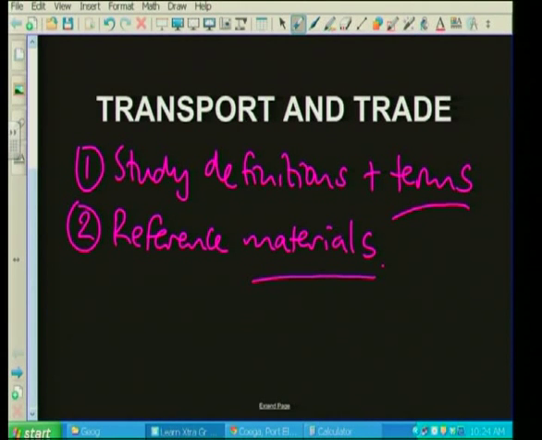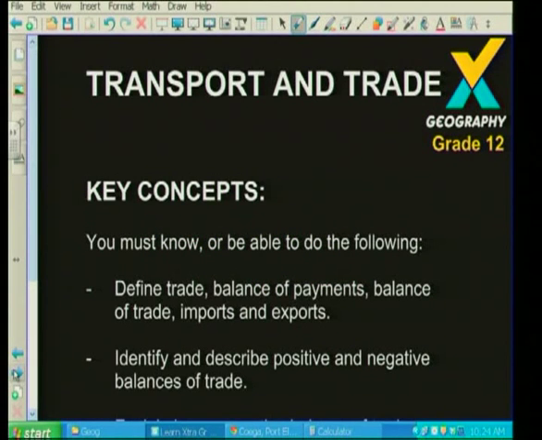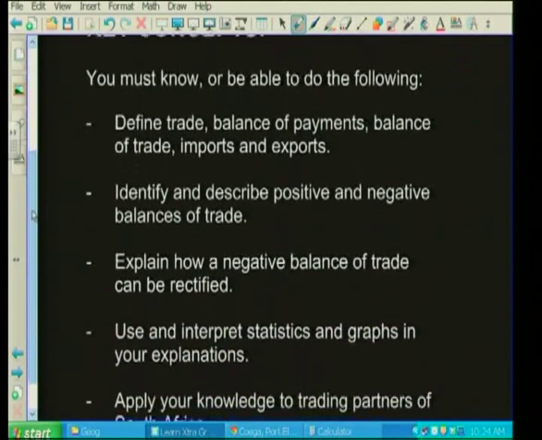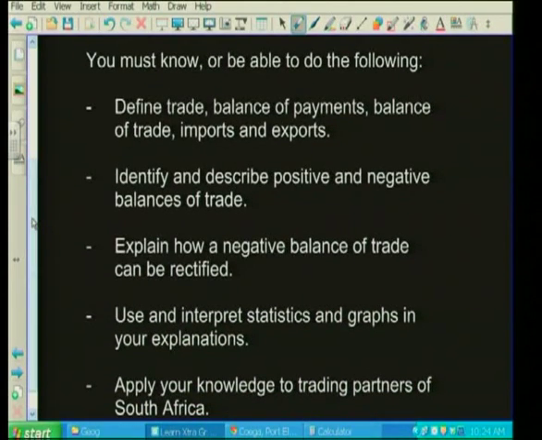Right, so let's go and do some recap. Key concepts in this section, you must know or be able to do the following. You must be able to define what we mean by the word trade, what is balance of payments and how does balance of payments work, what is its economic significance, why do we study it in economic geography, or why is it part of this people and their needs section of geography as well. Related to that is something called the balance of trade, which you need to also know the definition of, how it works and what it shows. And then imports and exports.